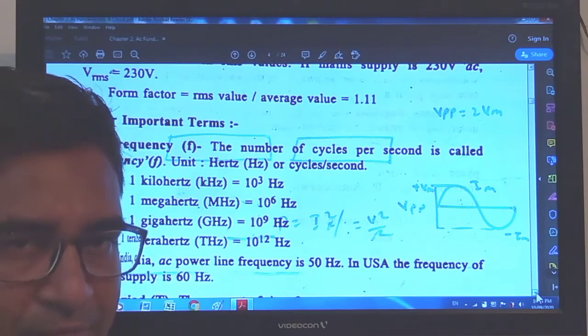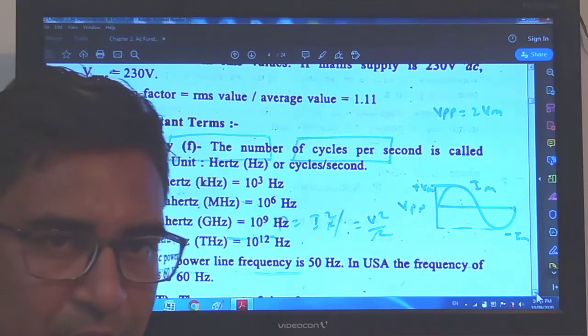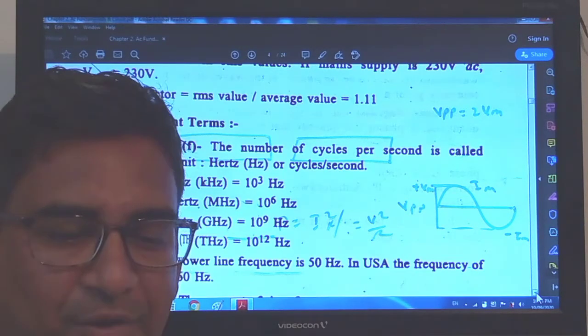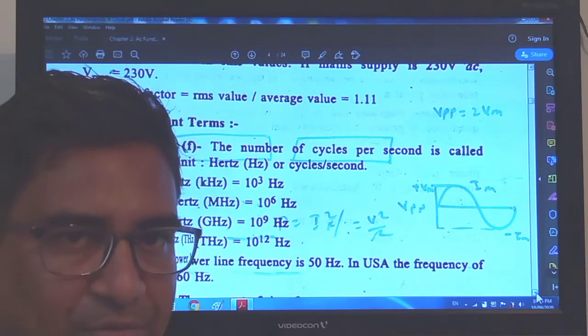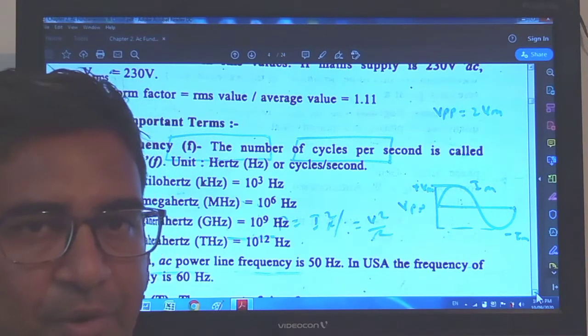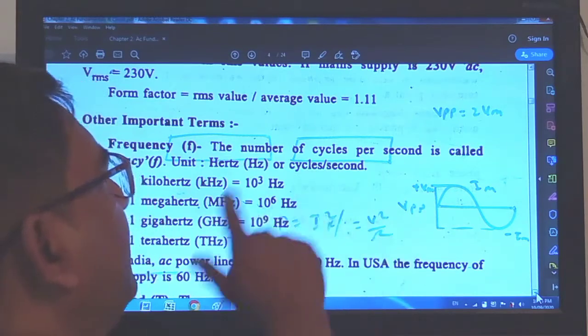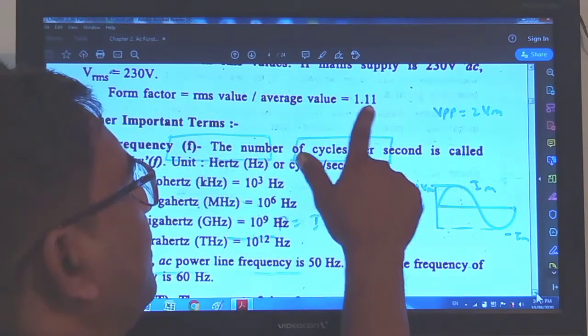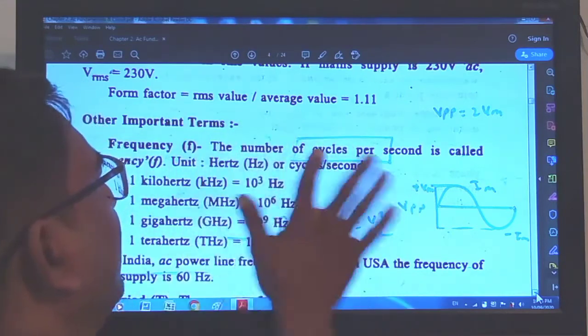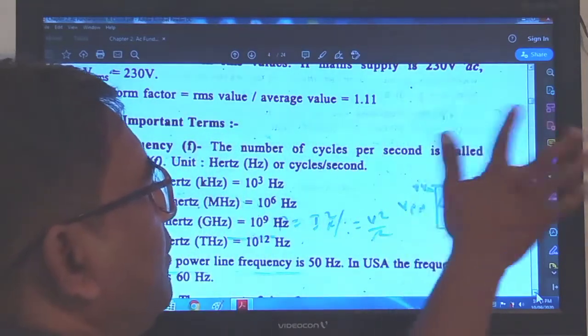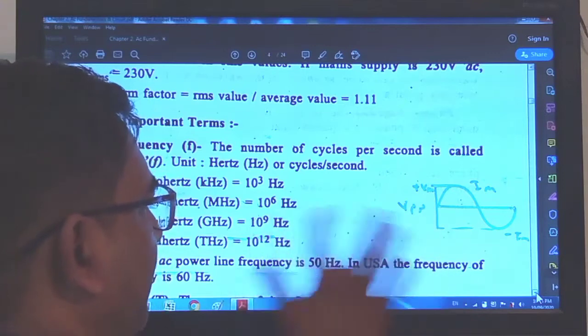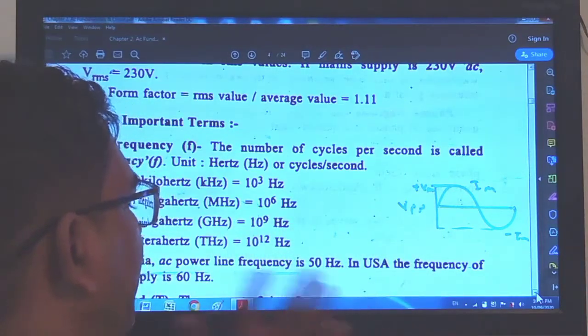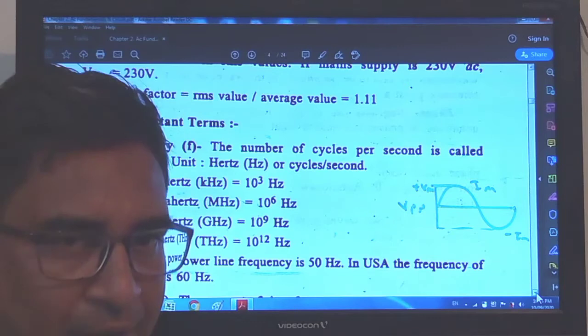The form factor of this particular wave is the RMS value divided by the average value, and you are getting 1.11. Here it is written: in the form factor, RMS value by average value is 1.11. Okay. Related with this wave, you have to keep some definitions in your mind.